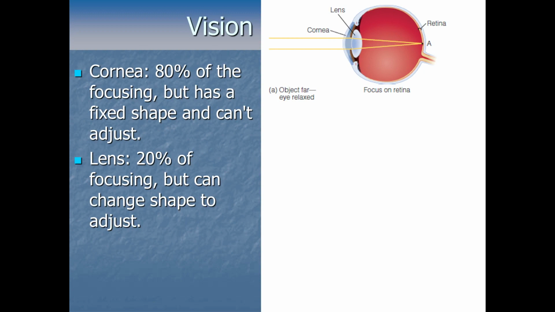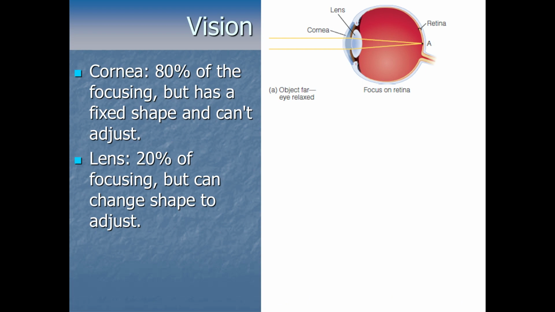I mentioned before that both the cornea and the lens at the front of the eye focus light as it comes in. The cornea actually does most of that work. It does about 80% of the focusing, but limitation, it has a fixed shape. It can't adjust in any way. The lens, on the other hand, only does 20% of the focusing, but it has the ability to change shape, to adjust as needed. And we'll see that's really important for things like focusing on stuff that's near or far.